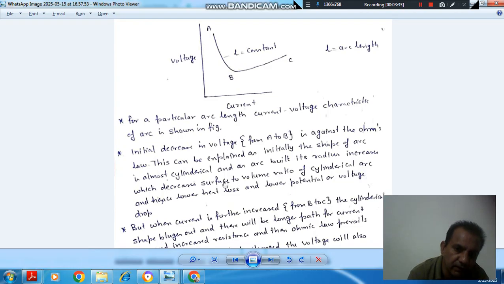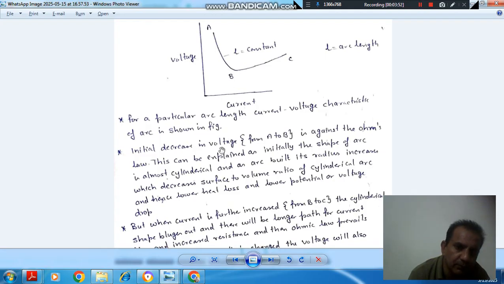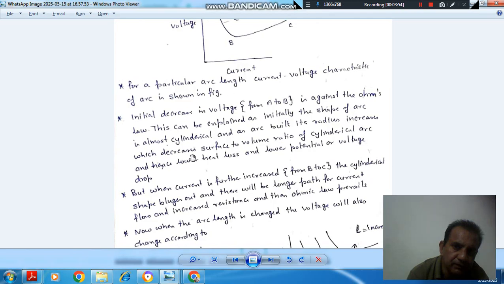As surface area decreases, there will be lower heat loss, and hence lower potential or voltage loss. So as we increase current initially, there will be lower heat loss, so voltage will drop, up to point B. Next part, BC. When the current is further increased from B to C, initially the shape was cylindrical, but now the shape will not remain cylindrical, it will bulge out. The arc will come out of the cylindrical shape.